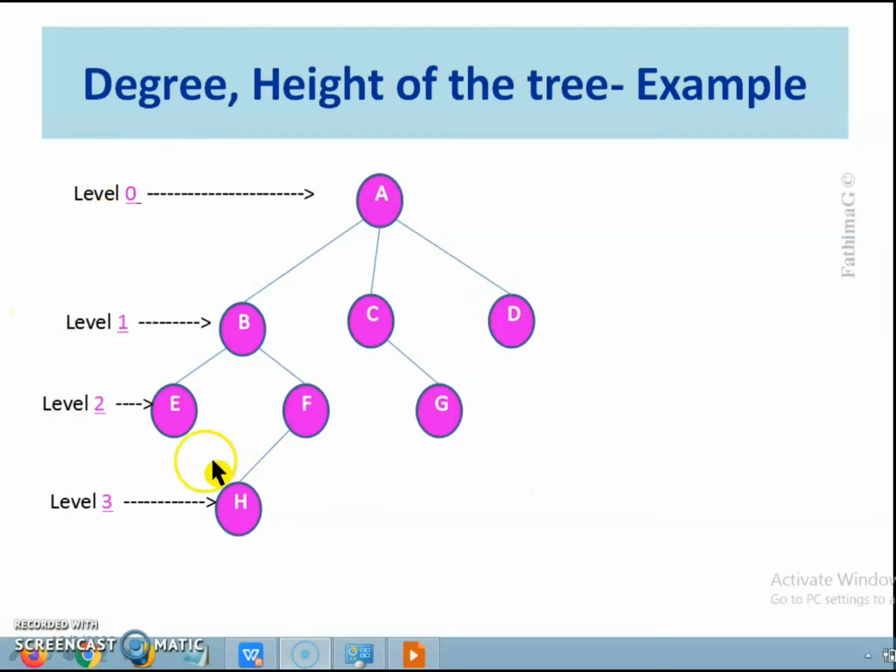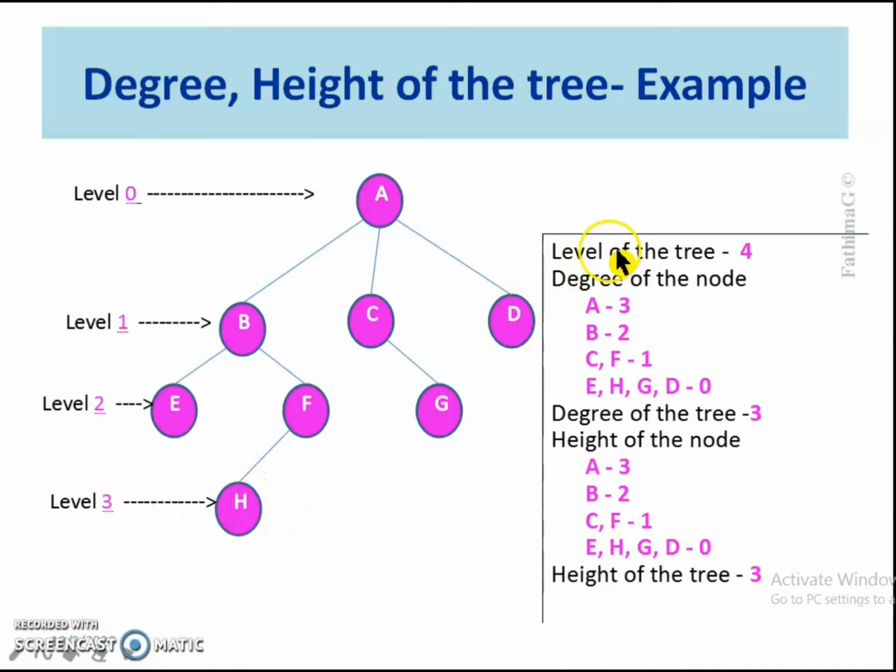In the example tree, as said earlier, the level count starts as 0 from the root. The node A is at level 0, nodes B, C, D are at level 1, nodes E, F, G are at level 2, node H is at level 3. The level of the tree is 4.